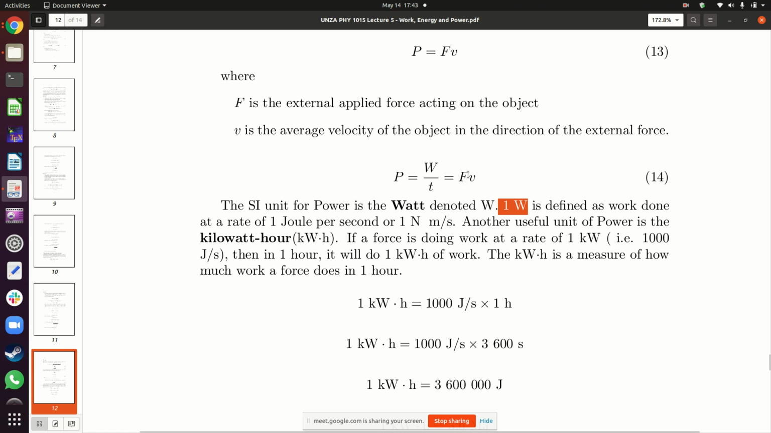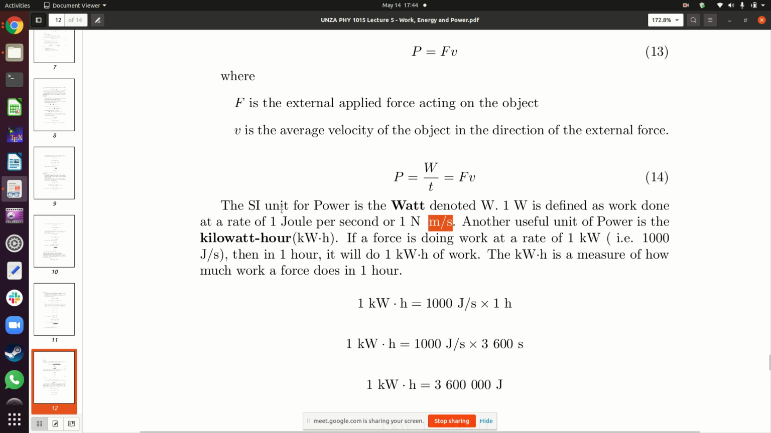Another way is if you look at it in terms of what you have on this side. If you've got a force of 1 Newton, and this force of 1 Newton acts on an object, and that particular object moves with an average velocity of 1 meter per second, then the power in that case is 1 watt.